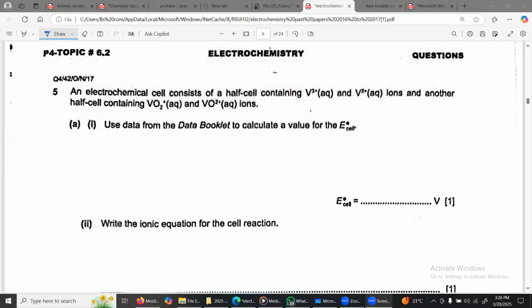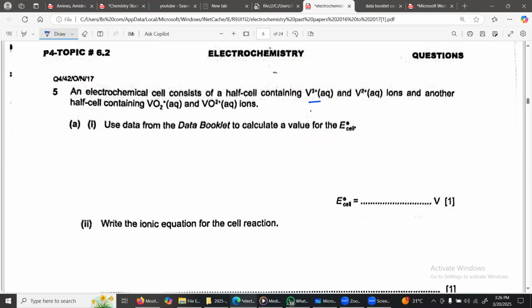Hello, students. So today we are going to solve the topical past paper question from electrochemistry. The question is that an electrochemical cell consists of a half cell containing V plus 3 and V plus 2 ions, and another half cell containing VO2 plus and VO plus 2 ions. So we have to calculate E naught of the cell.